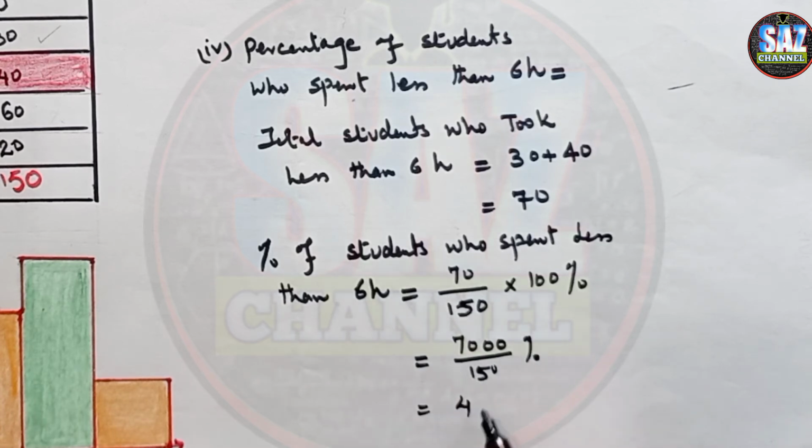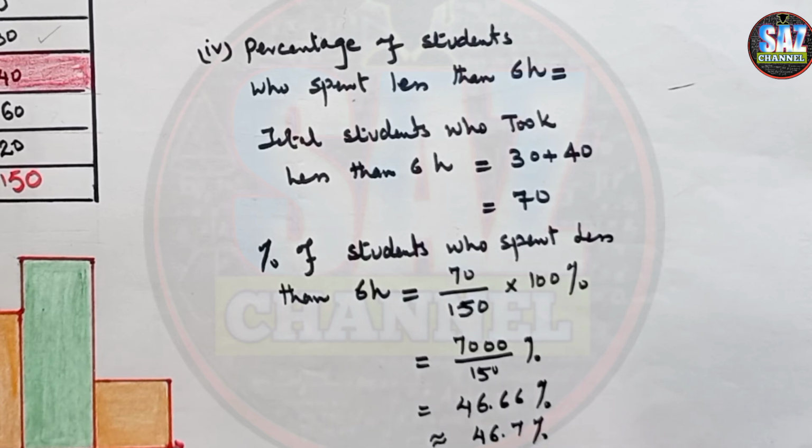46.6%, 46.66%, or for the approximation purpose and in order to give the answer to 3 significant figures, 46.7% of students are spending 6 hours and less on the preparation of this test.